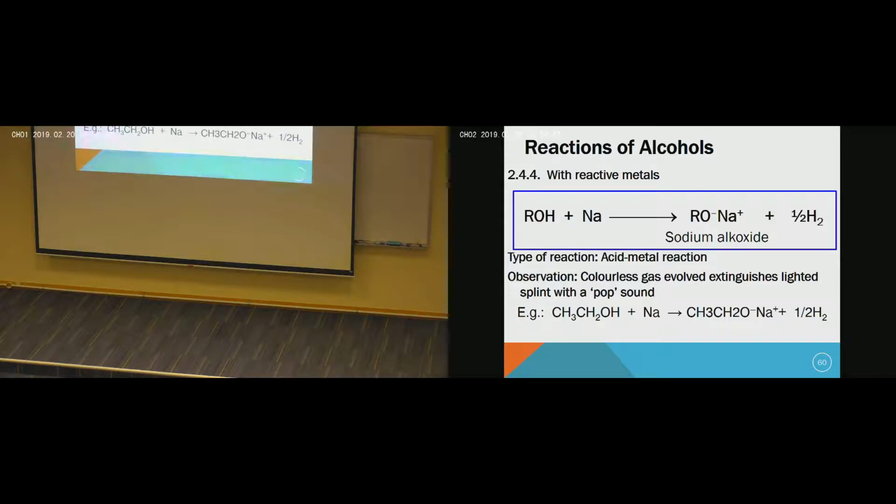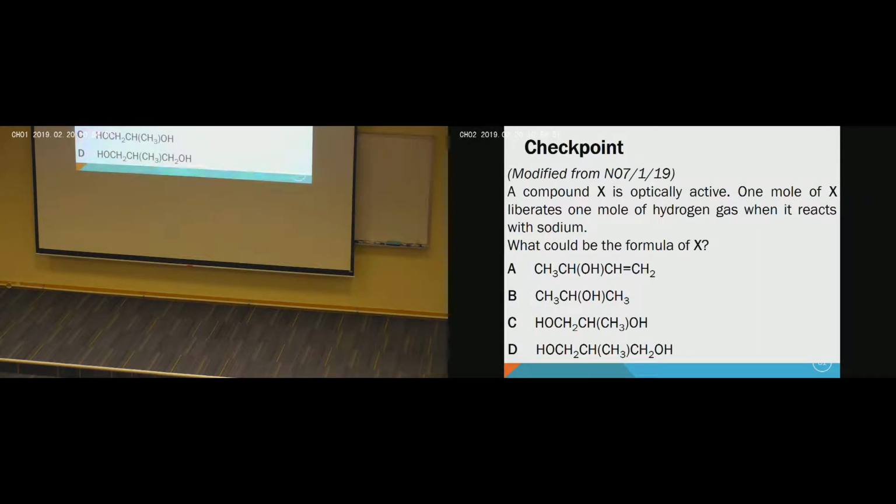Okay, checkpoint. Can you see the checkpoint? Can you tell me what's the answer? You should be able to do this in less than 5 seconds if your mole ratio is good and if you know what is optical activity. Five seconds, come. Optically active. 1 mole of hydrogen gas.